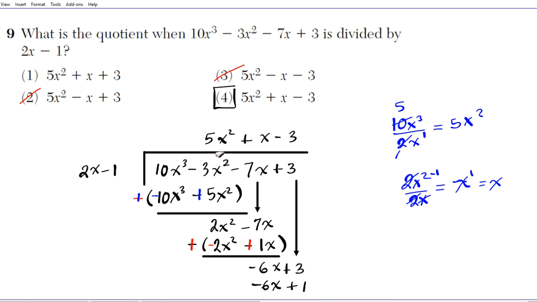Oh, this right here should be, it's not positive 1. Negative 3 times negative 1 is positive 3.